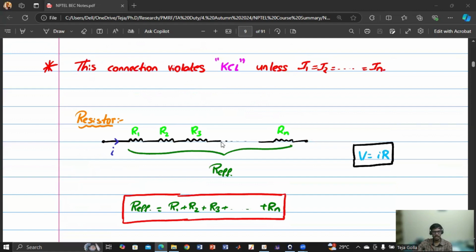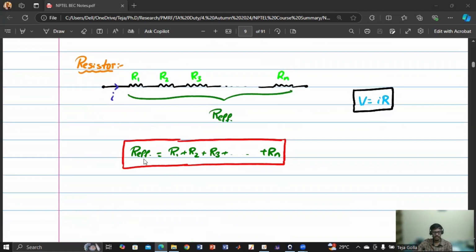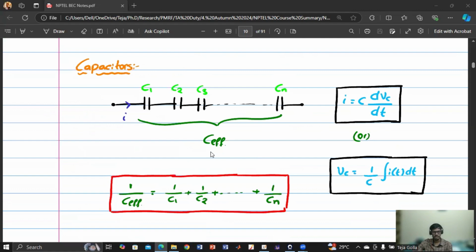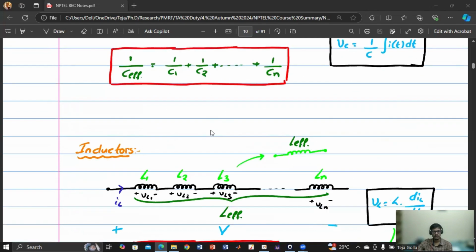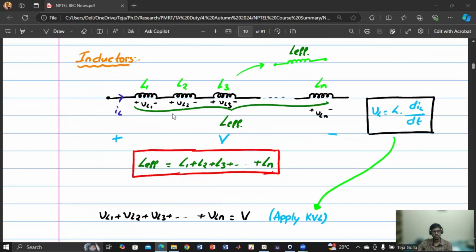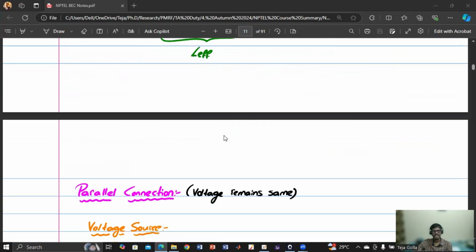Similarly, if resistors are connected in series, the effective resistance will be the summation of the resistances. For capacitors, it will be the inverse: the inverse of the effective capacitance will be the summation of the inverses of the individual capacitances. And inductance is again similar to resistance. Effective inductance will be the summation of the individual inductances. So these are all the series connections of the elements.